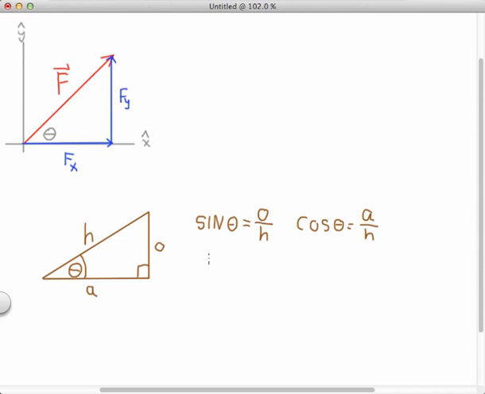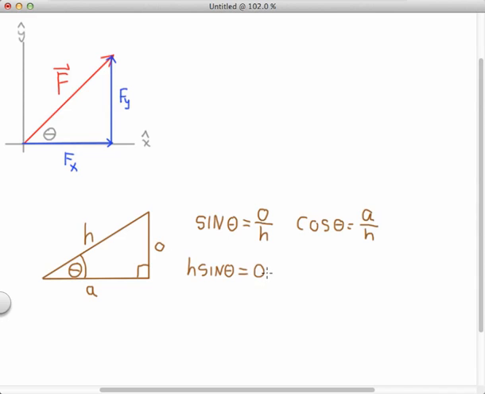It doesn't matter, you just need to know that for your own calculator. But the important thing is that that number is in your calculator, it's easily found. So if I wanted to solve, for example, for f sub y, which is analogous to the opposite side of this triangle, I'd multiply both sides of this equation by h. And I would get h sine theta is equal to the opposite side.